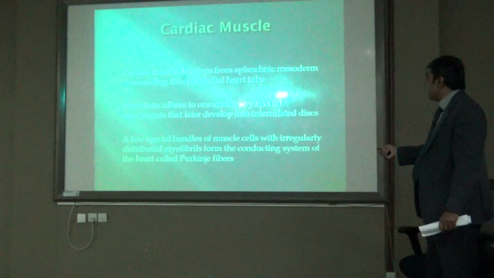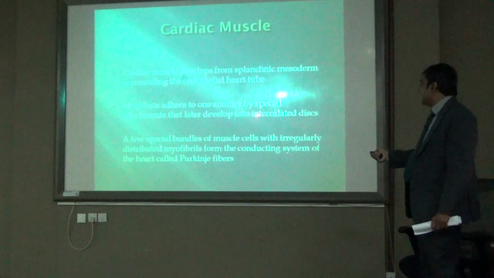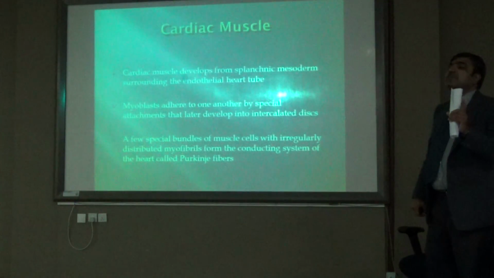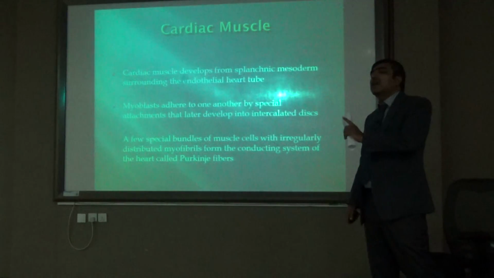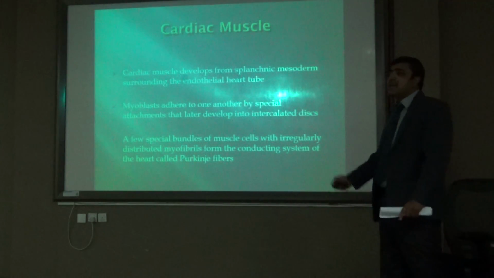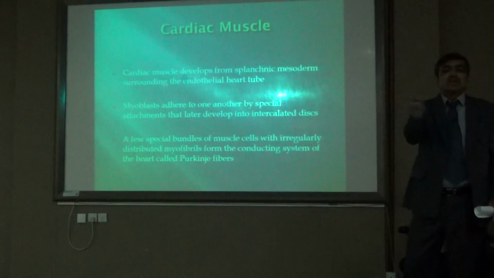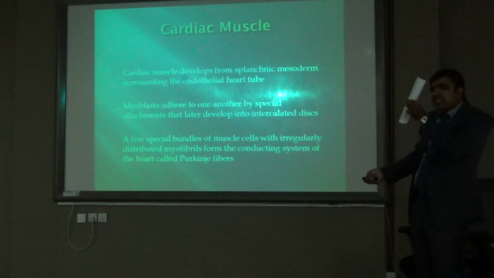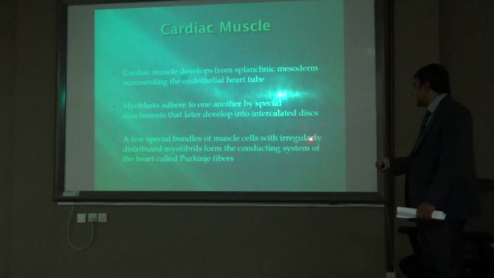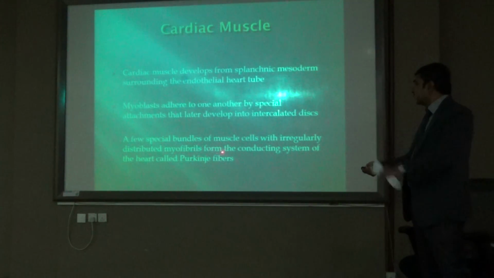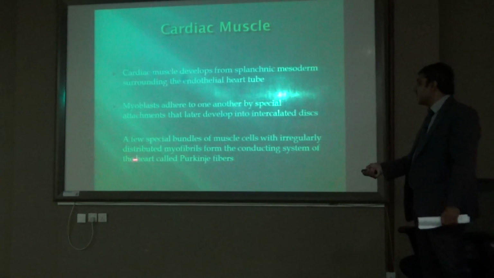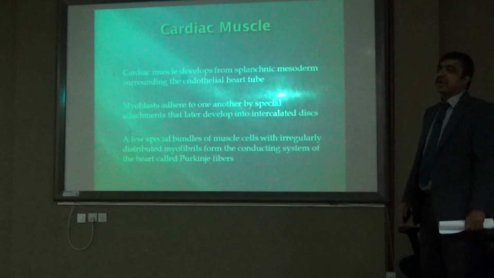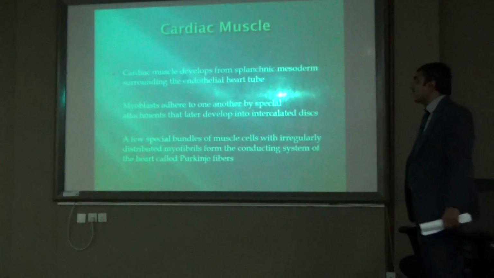Myoblasts adhere to one another by special attachments that later develop into the intercalated disc. What is the difference between the skeletal muscle and the cardiac muscle? Cardiac muscle has intercalated discs, whereas smooth muscles don't have. A few special bundles of muscle cells with irregularly distributed myofibrils form the conducting system of the heart. These are known as the Purkinje system or Purkinje fibers.